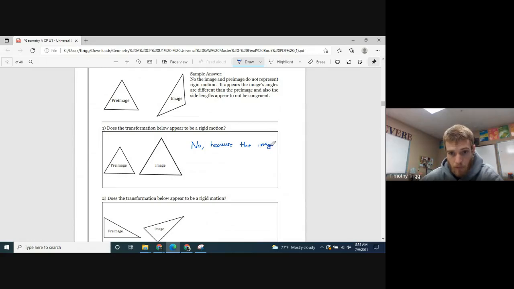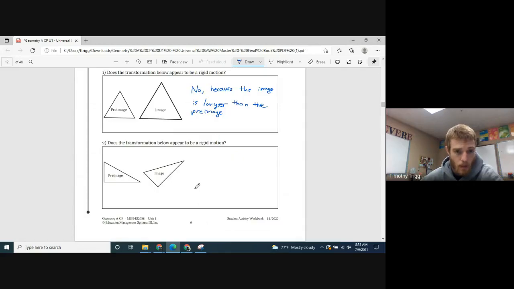So remember, for rigid motion, the image and pre-image should be congruent. The image is larger than the pre-image. Okay. In other words, the image and pre-image are not congruent, so this is not rigid motion.